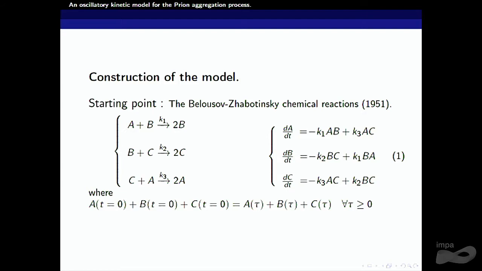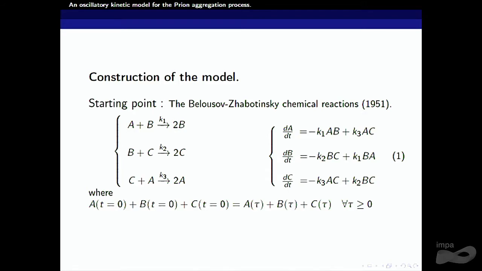Then we want to construct a model which oscillates. In order to construct a model which oscillates, we started with a chemical reaction which oscillates. The simplest chemical reaction which oscillates is the Belousov-Zhabotinsky chemical reaction. Actually, this is a simplified form of the Belousov-Zhabotinsky chemical reaction. It was introduced in 1951.